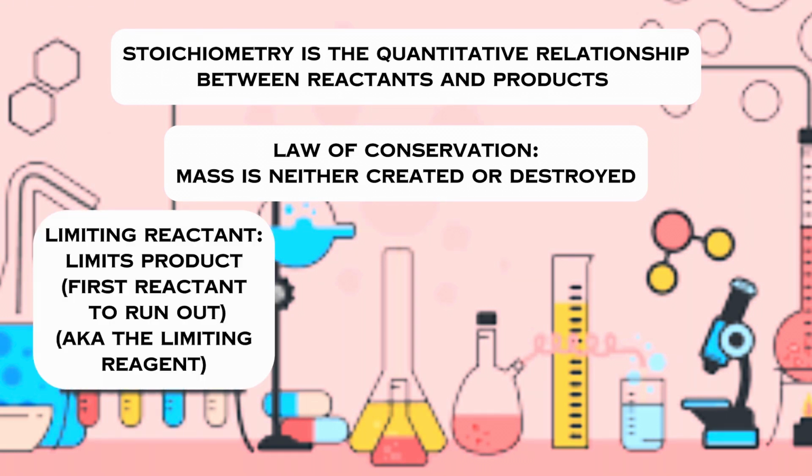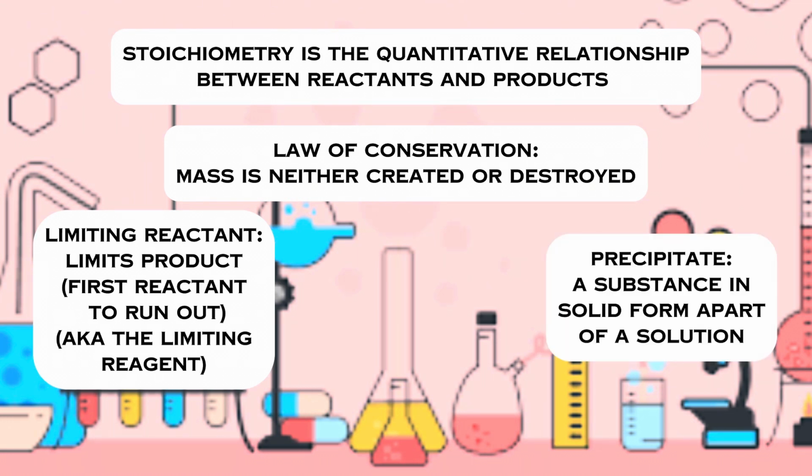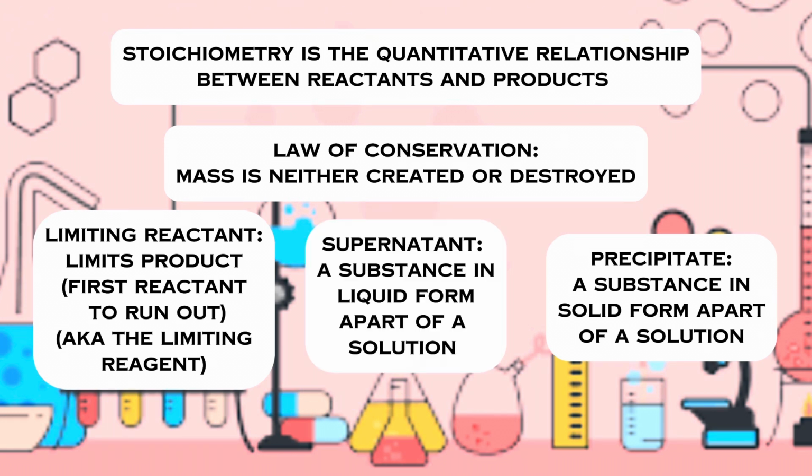The limiting reactant is the first reactant used up in a reaction, which limits the product. A precipitate is a substance in solid form that is part of a solution, and a supernatant is a substance in liquid form as part of the solution.